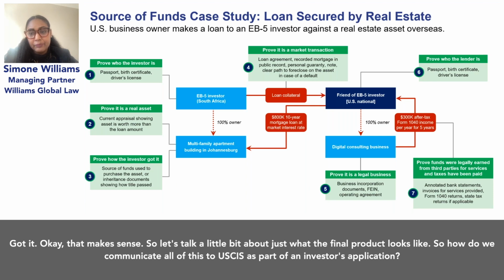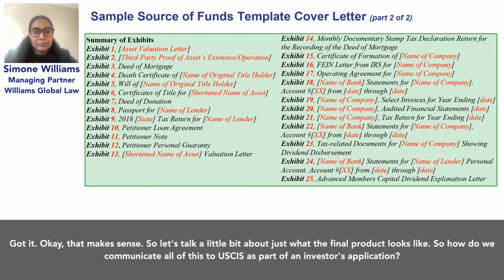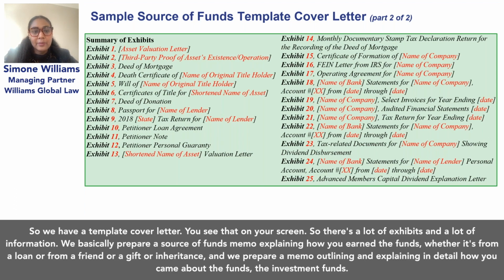So let's talk a little bit about what the final product looks like. How do we communicate all of this to USCIS as part of an investor's application? Okay, so we have a template cover letter. You see that on your screen. There are a lot of exhibits and a lot of information. We basically prepare a source of funds memo explaining how you earned the funds, whether it's from a loan, from a friend, a gift, or inheritance. We prepare a memo outlining and explaining in detail how you came about the investment funds.